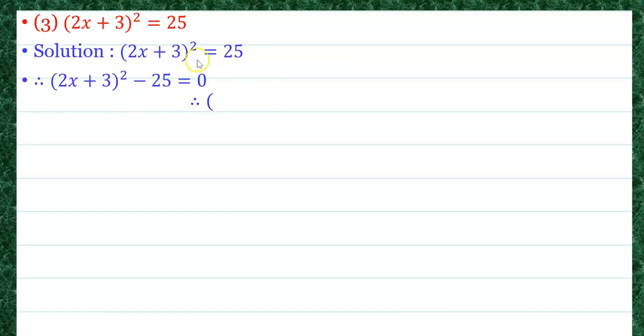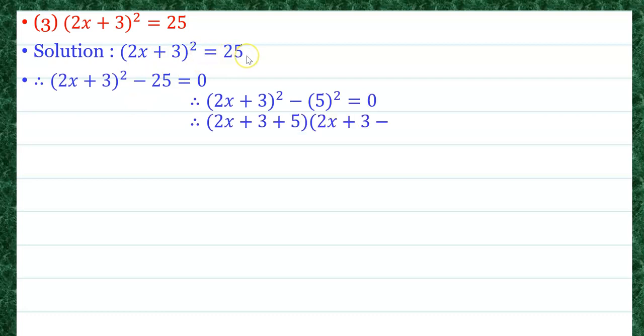Okay. Next, 2x plus 3 bracket square is equals to 25. Taking the square root on both sides, या पद्धतीने पण आपल्याला ते जमू शकते. परंतु इथे आपण एक्सपांड करणार ते. ओके, 2x plus 3 bracket square minus 25 is equals to 0. आता इथे आपण a square minus b square चा इथे फॉर्म वापरणार. ओके, a plus b, a minus b, 2x plus 3 plus 5 into 2x plus 3 minus 5, 3 plus 5 is 8 and 3 minus 5 is minus 2, that's equals to 0.